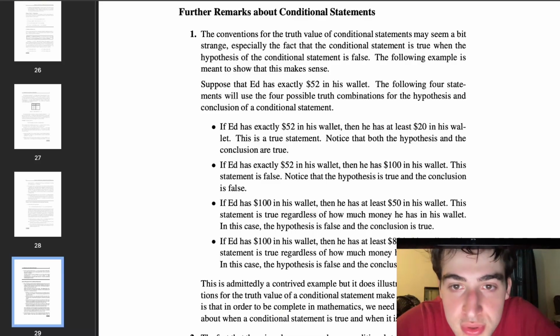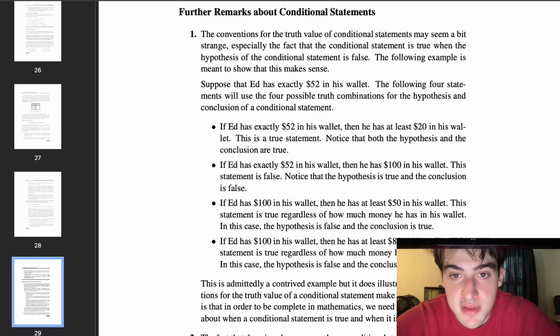The conventions for the truth value of conditional statements may seem a bit strange, especially the fact that the conditional statement is true when the hypothesis of the conditional statement is false. The following example is meant to show that this makes sense.